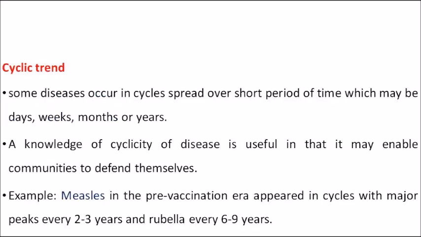Okay, next we have cyclic trend. Some diseases occur in cycles, and they spread over a short period of time, maybe days, weeks, or months. This cyclicity acts as a preventive measure. It will help the communities to defend themselves. For example, measles in the pre-vaccination era appeared in cycles with major peaks every 2 to 3 years, and rubella every 6 to 9 years. So they can already calculate, like if it happened in 2016, it might happen in 2019 again, so they can take preventive actions to defend. Okay, that is what cyclic trend is.